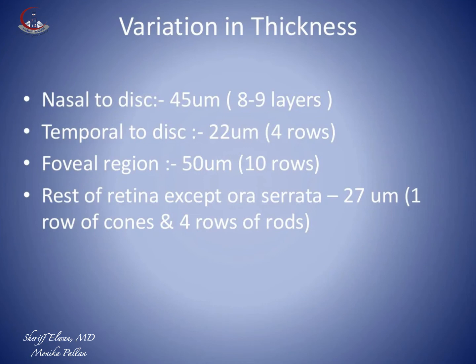Nasal to the disc, it is formed of 8 to 9 layers and is 45 micron in thickness. Temporal to the disc, it's thinner, formed of only 4 rows, 22 micron. At the foveal region, it is formed of 10 rows of nuclei, 50 micron in thickness. The rest of the retina, except the ora serrata, is only 27 micron in thickness, where there is 1 row of cones and 4 rows of rod nuclei.